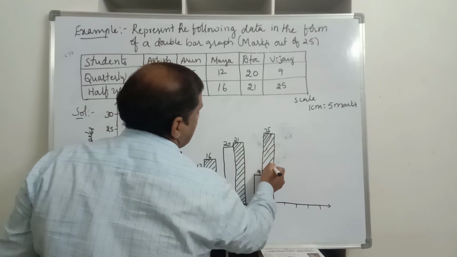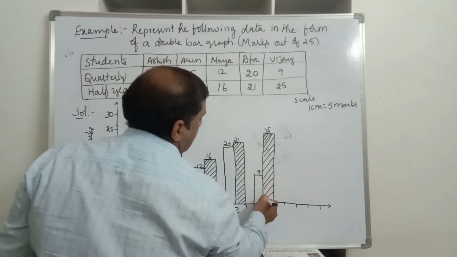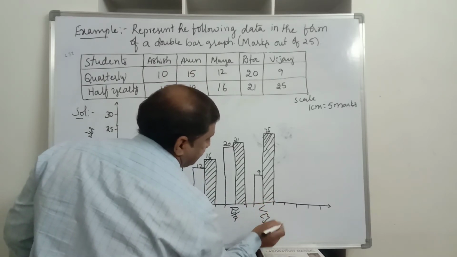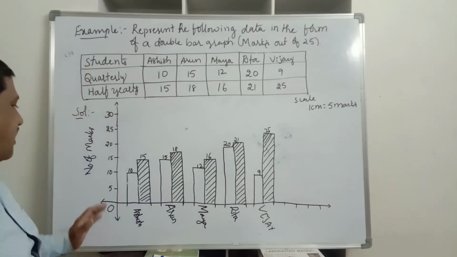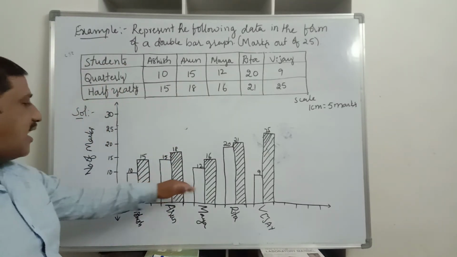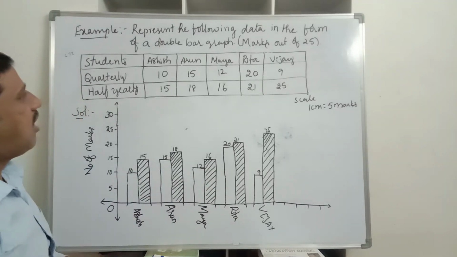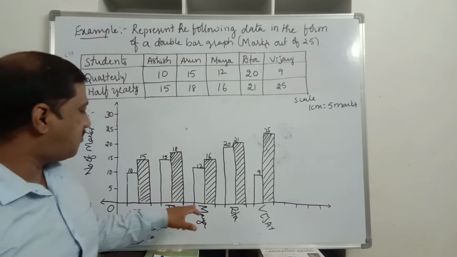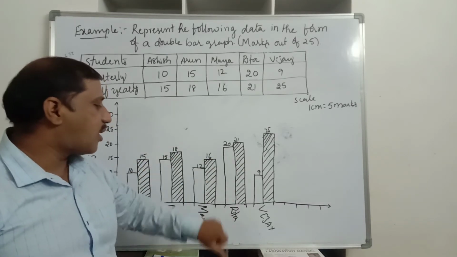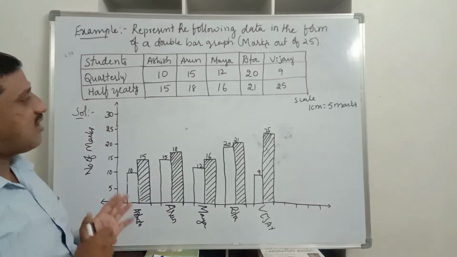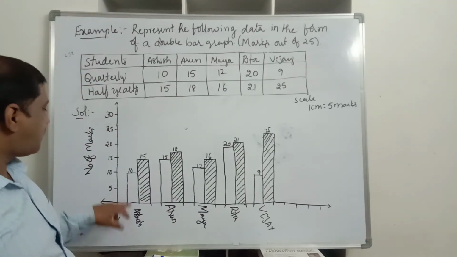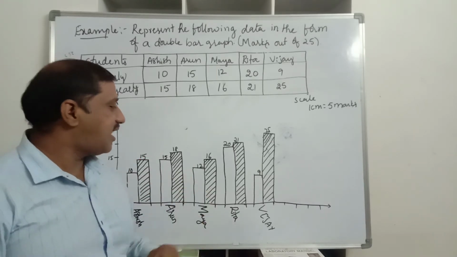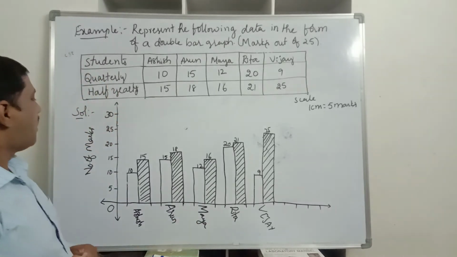So like this we represent the data in the form of a double bar graph. So who is he? It is Vijay. Like this we represented. See, the bars with the lines will represent the half yearly marks. That is, Ashish scored 15 marks, Arun scored 18 marks, Maya scored 16 marks, Rita scored 21 marks, and Vijay scored 25 marks in half yearly. Whereas in quarterly it is Ashish 10 marks, Arun 15 marks, Maya 12 marks, Rita 20 marks, and Vijay 9 marks. You see, like this we represent the data.